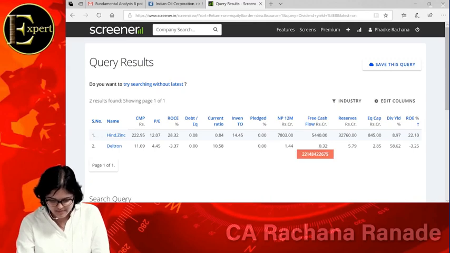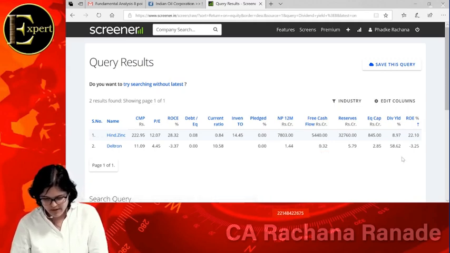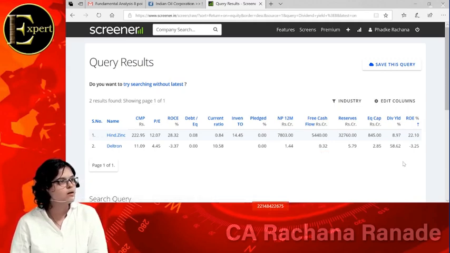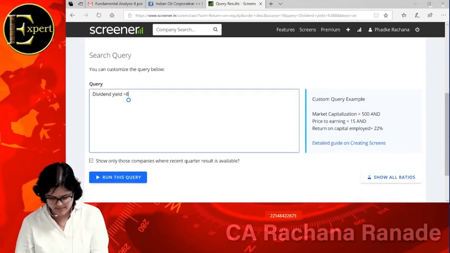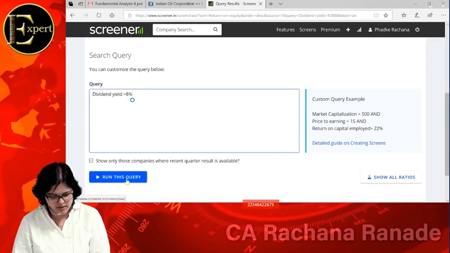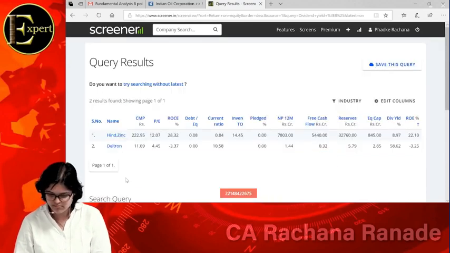No, it's dividend yield only. No, the percentage sign is not required. I don't think it will take the query with a percentage sign. It's presumed as a percentage. Same.